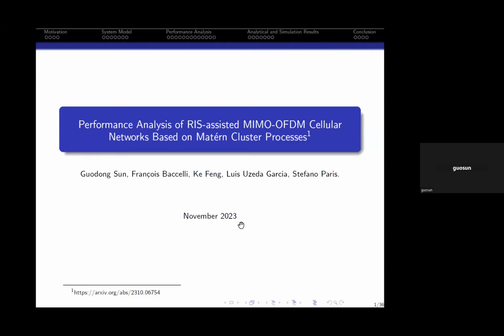So the research topic is the system performance evaluation of RIS-assisted cellular networks. There are MIMO-OFDM physical layer technologies, which I will explain in the system model part. And our technique is based on the Matern Cluster Process, which is a two-level Poisson Point Process.